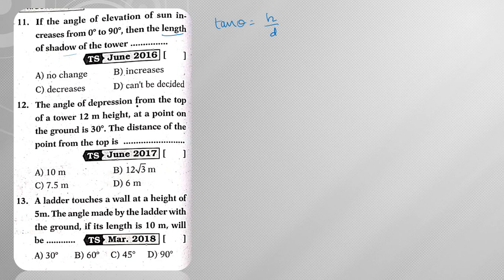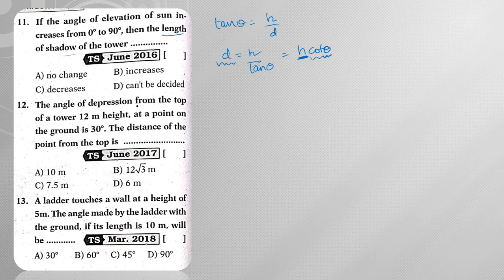So the length of the shadow means d only, no? So d is equal to h by tan theta, which can be written as h into cot theta. Here h is constant, no? So here the height is constant. Now this particular length of the shadow depends on the value of cot theta.